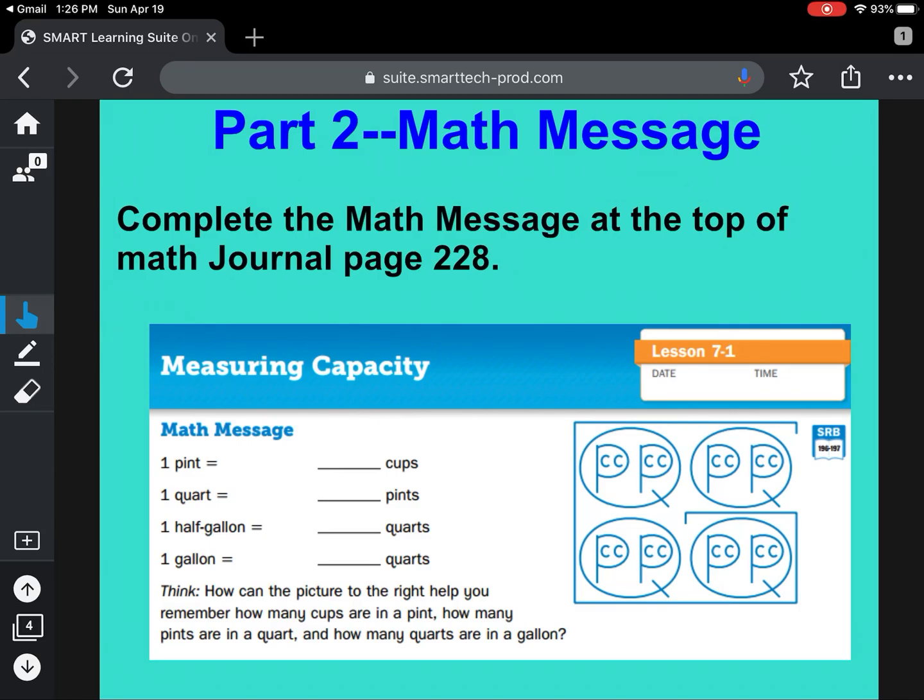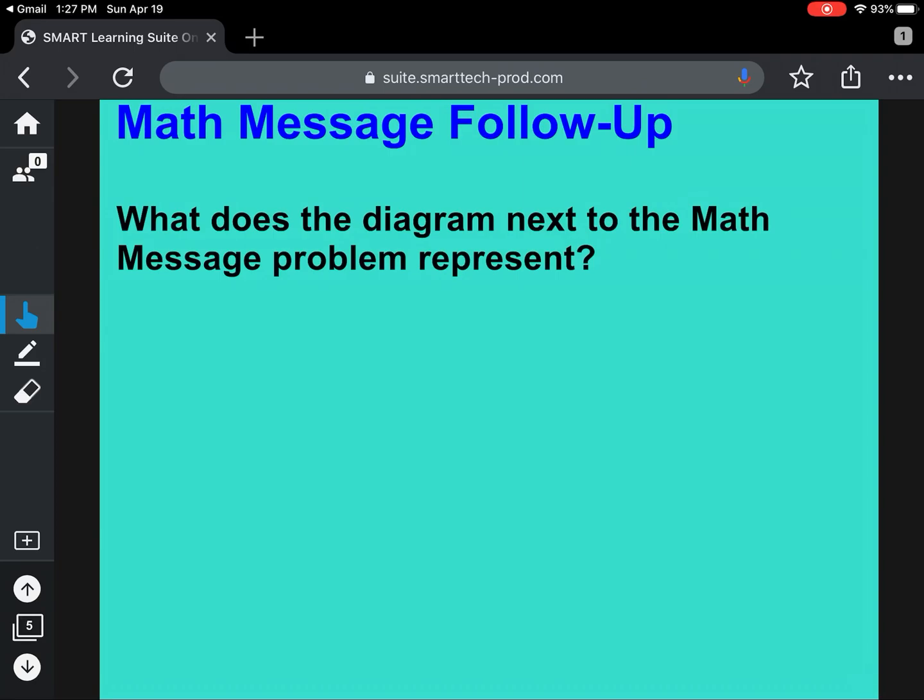As you're working, think, how can the picture on the right, the big G there, help you remember how many cups are in a pint, how many pints are in a quart, and how many quarts are in a gallon? That big G represents gallons, the Q's represent quarts, the P's represent pints, and the C's represent cups. Use that drawing to help you fill in the 4 blanks. If you need to pause your video now, do so and then turn it back on once you get the 4 blanks filled out.